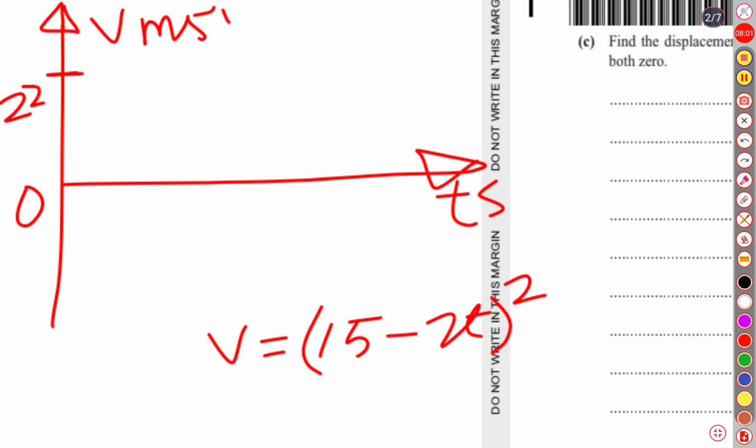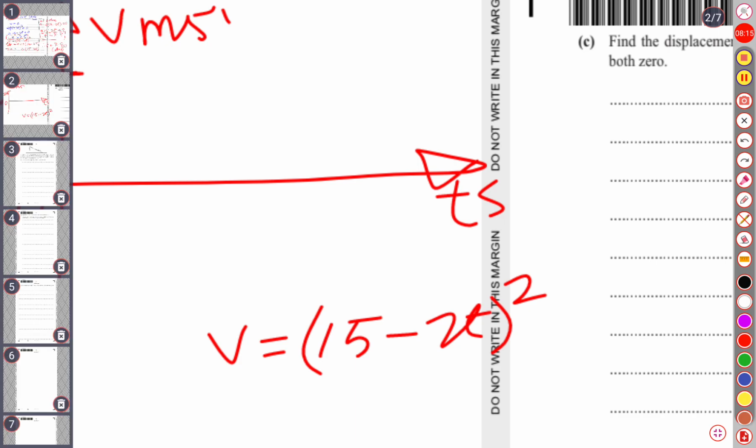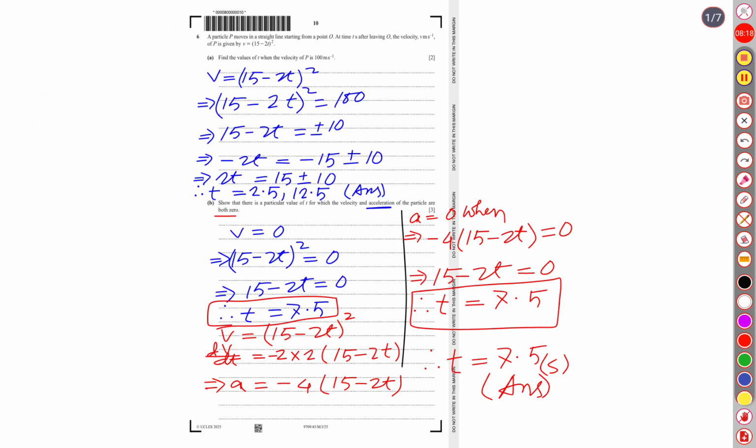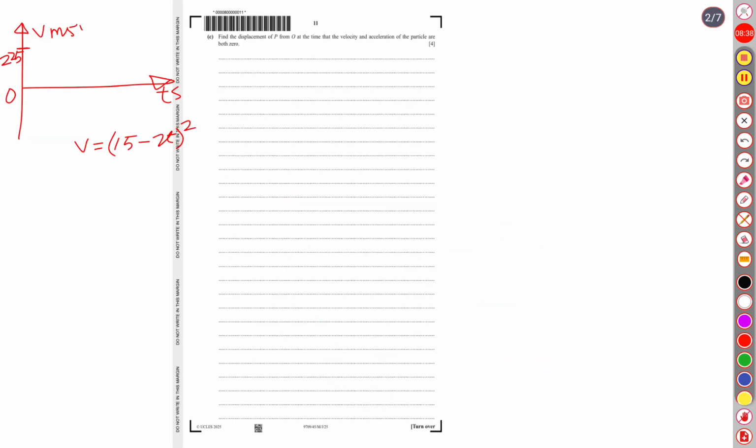As this is a quadratic graph, it will move down from the second quadrant, and let's see when it crosses the horizontal axis. We have already learned from the previous question that when t was 7.5, the stationary point, acceleration was 0. At the same time, velocity was also 0. So we will have to write 7.5 over here.